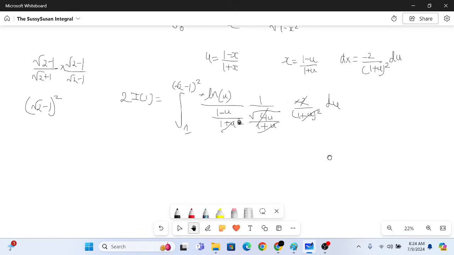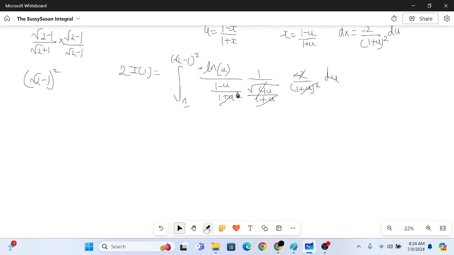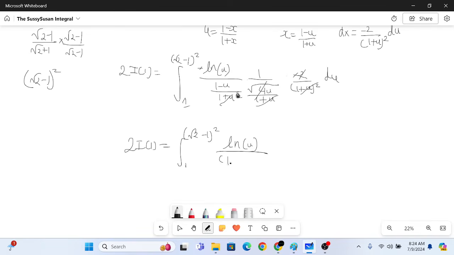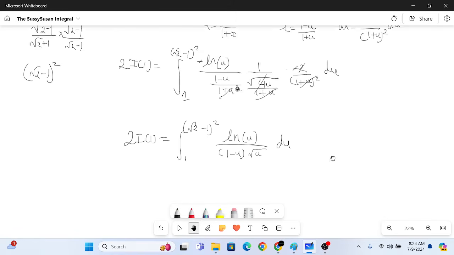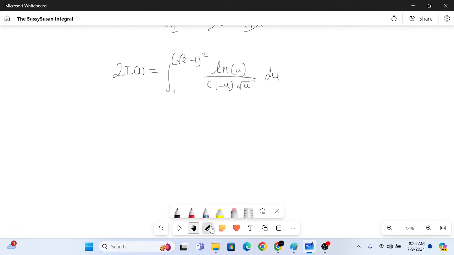So now we have 2 times I of 1 as the integral from 1 to root 2 minus 1 square of ln of u by 1 minus u square root of u du. Okay, you can clearly see that it has become a lot simpler than what it was previously. And now what you can do is again make a new substitution such that we get rid of this square root sign that's causing a lot of trouble.